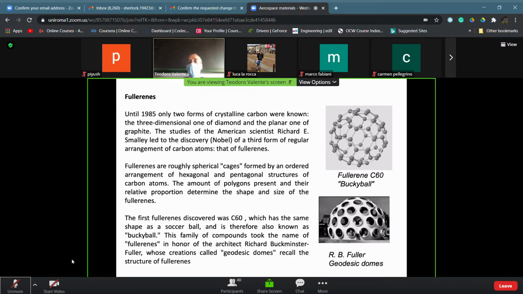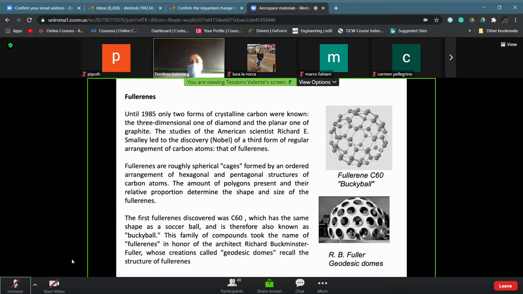The first one discovered was the so-called C60, which has the shape of a soccer ball, and so it is known as the buckyball. And this family of compounds took the name, just out of curiosity, of fullerenes. So why have they been called fullerenes? To remember a very famous architect, Richard Fuller, who created the so-called geodesic domes, you see here in the picture, which essentially recall the structure of the fullerene.